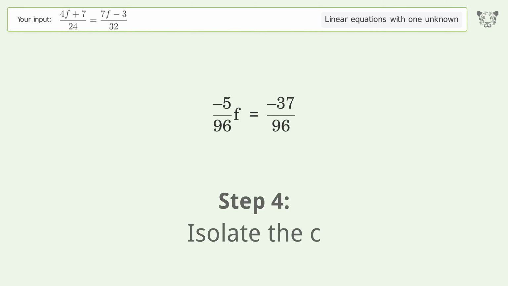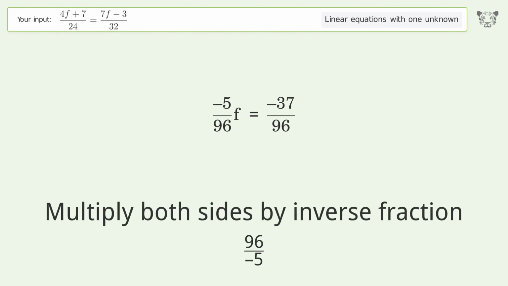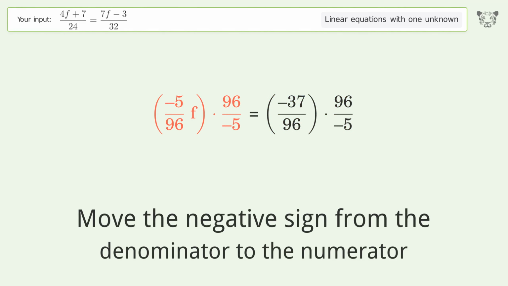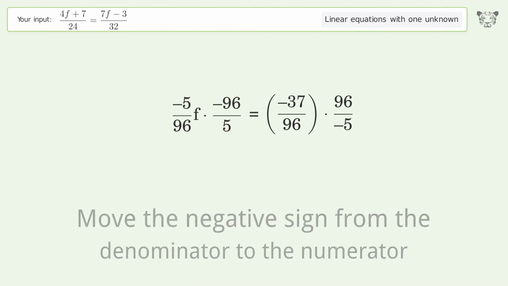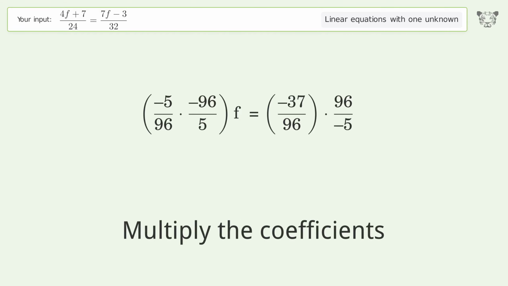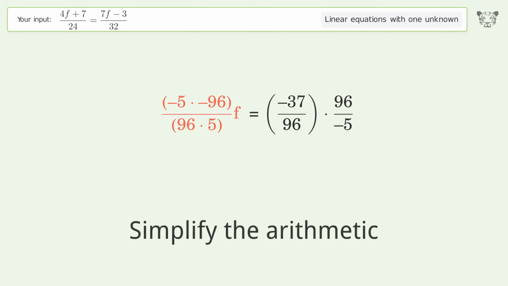Isolate the C. Multiply both sides by inverse fraction 96/-5. Move the negative sign from the denominator to the numerator. Group like terms. Multiply the coefficients. Simplify the arithmetic.